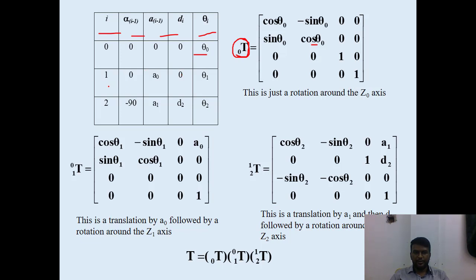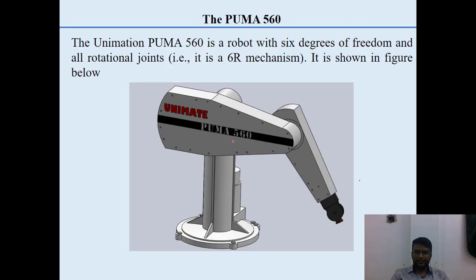However, when you reach point 1 and translate, there is a translation a0. So there is a rotation theta 1 and a translation a0. Here you have two things: rotation as well as translation. This is how you formulate the matrix and then calculate the transformation matrix. Once you calculate the transformation matrices, just multiply all of them and you get the position and orientation of the end effector.